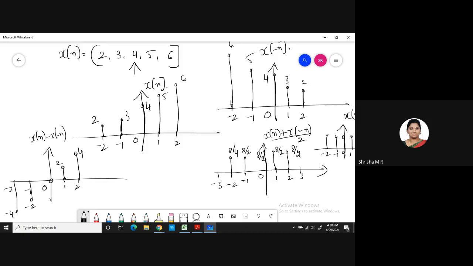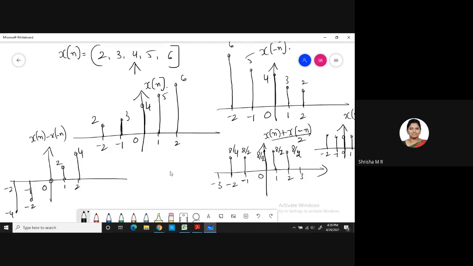So at 0 you have 4 and 4. This minus this will be 0. At 1 you have 5 and here at 1 you have 3, so 5 minus 3 is 2. At n is equal to 2 you have 6, and 6 minus 2 will be 4. At minus 1 you have 3, so 3 minus 5 would be minus 2. At minus 2 you have 2, so 2 minus 6 would be minus 4. This is x of n minus x of minus n.